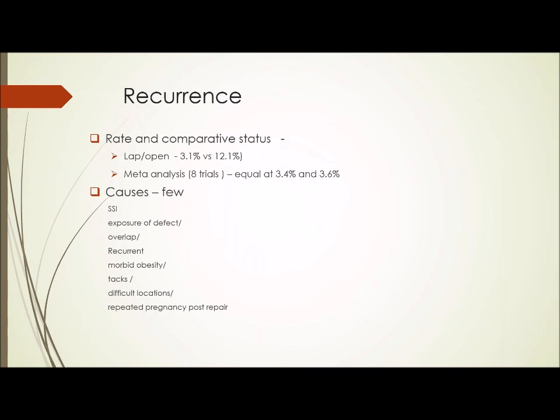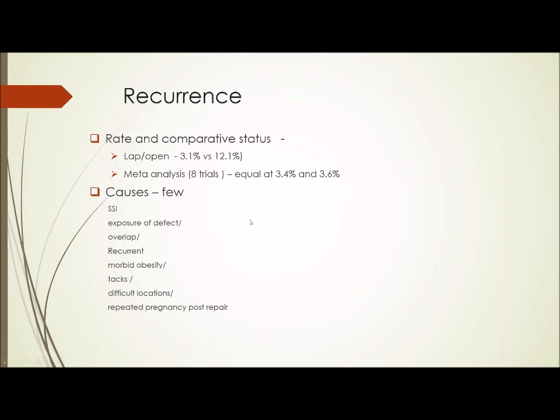Recurrence rate and comparative status, lap versus open, is always 3.1 to 12.1%. A meta-analysis of 8 trials, see, this is very important, shows equal recurrence rates, 3.4 to 3.6. So this was an early study, but the 8-trial meta-analysis says that the recurrence is almost equal in laparoscopy and open. So this was one point in favor of laparoscopy that goes out of the window. It was said that laparoscopically the recurrence rate is less. No, it's not less. At least this trial says it's not.